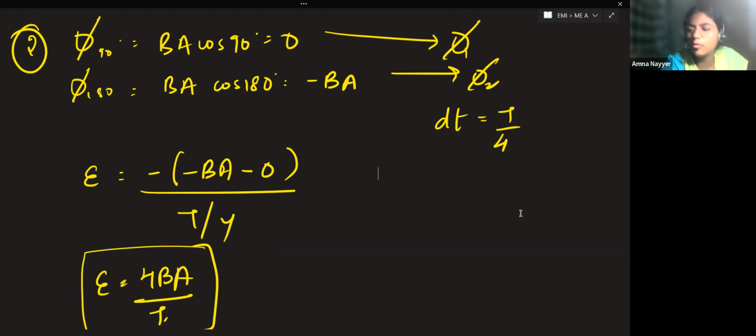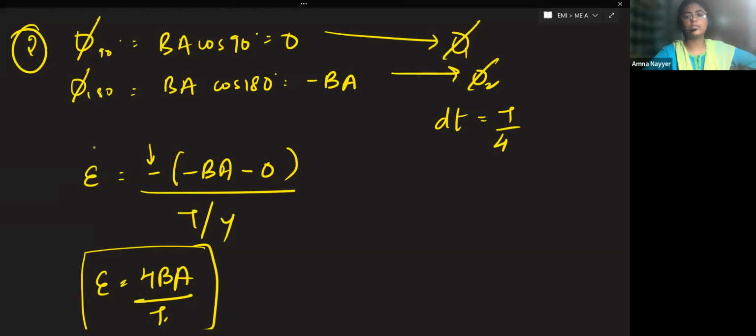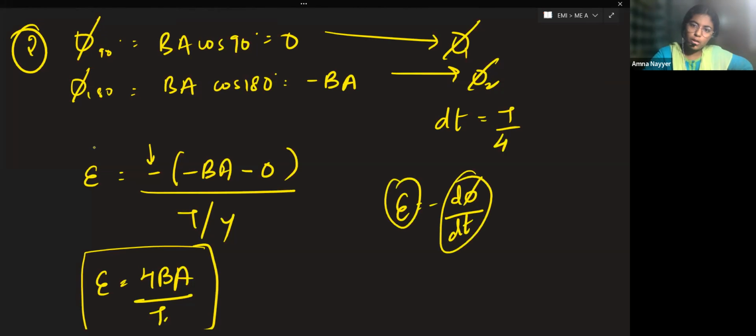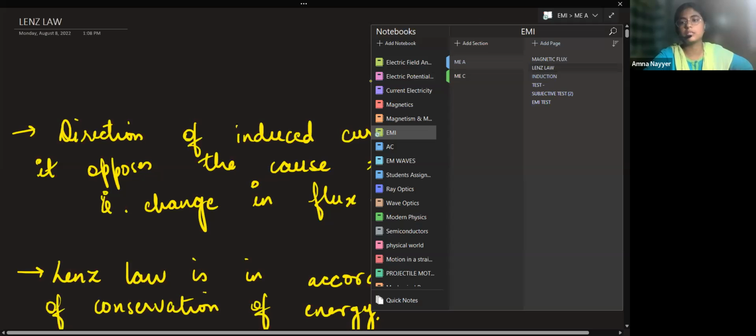Now, when we wrote that formula, I had added this negative sign, remember. So the formula was E is equal to minus d phi over dt. We talked about this, but this was left: why we had the minus sign? And I had told you that with the help of Lenz law, we'll be able to explain this.